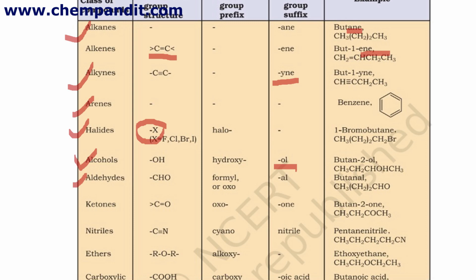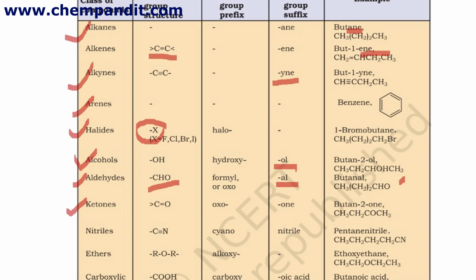Then next we have aldehydes. The functional group of aldehyde is CHO. Then when they are used as a prefix, then the prefix formyl or oxo is used. And if they are used as a suffix, then the suffix is al. Now you can remember it very easily. The aldehyde, the al of aldehyde, al is taken as a suffix. For example, butanal. You can see in the example given, butanal, propanal, methanal, etc.